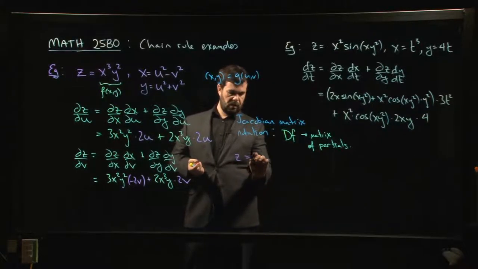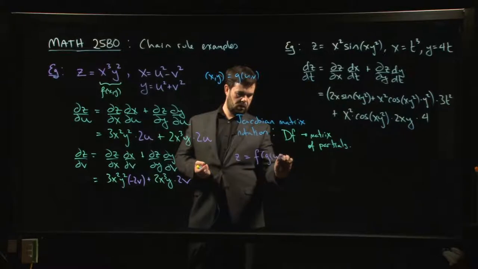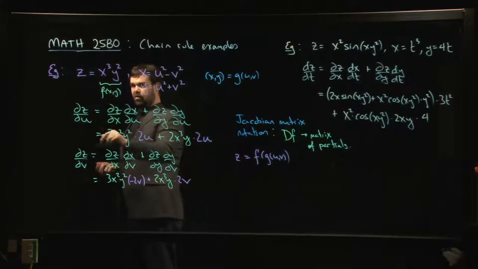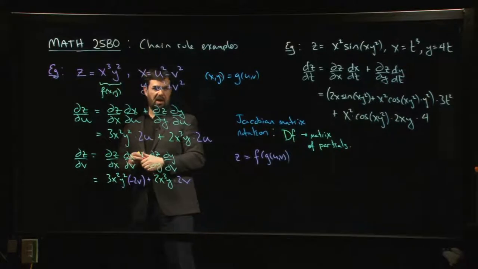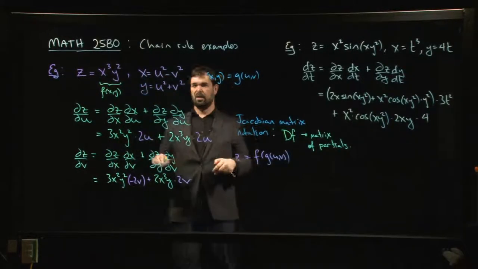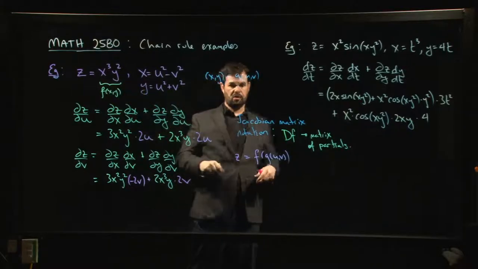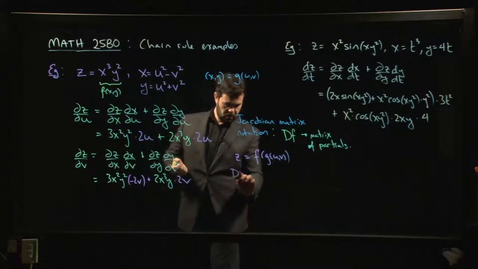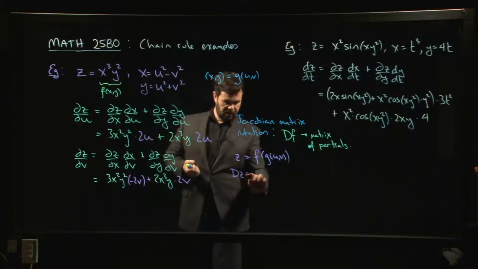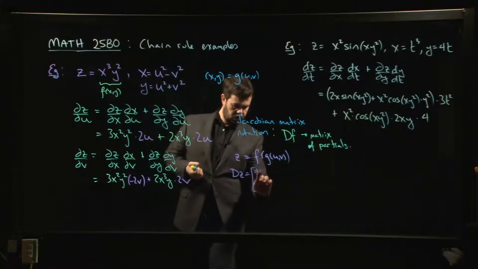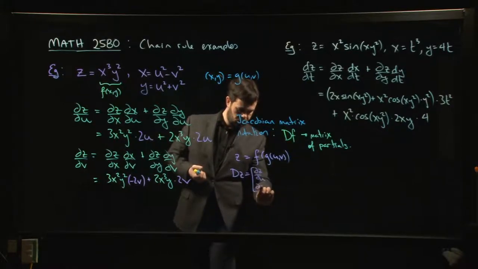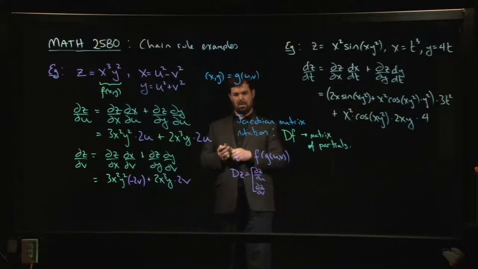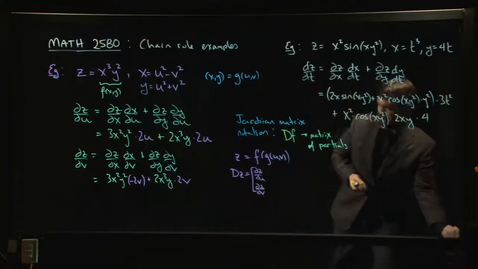But what we really have here is that z, if you like, is now f of g of u, v. This is, I think, the right way to think about it, right? So z through composition becomes a function of u and v because we're taking this function g and plugging it into the function f. It's just a direct replacement: x, y becomes g of u, v, okay? So the chain rule in matrix notation says this. It says that Dz, if you want to think of it that way, looks like this. It looks like dz/du, dz/dv. Hang on. No, I lied to you. It's not a column, it's a row.